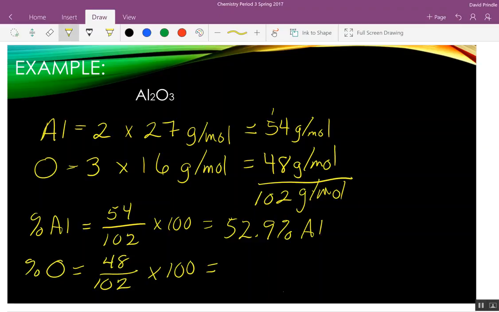So 48 divided by 102 is 47.05% oxygen. You could have done that by subtraction, but that is the quick way to do percent composition.